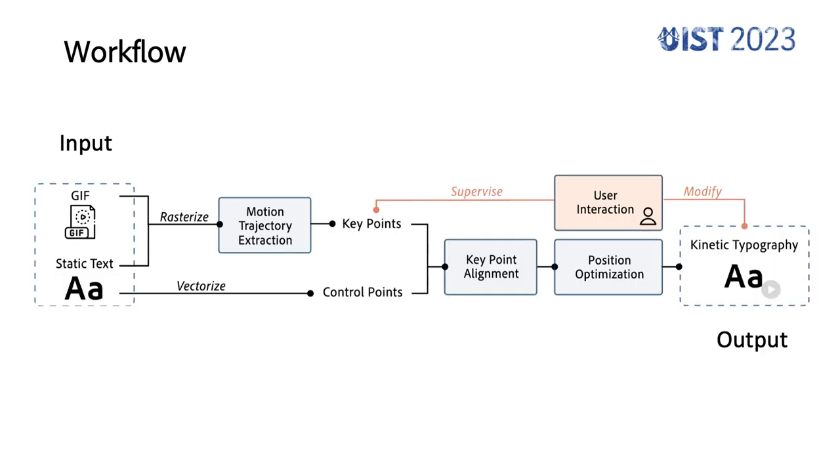So this work proposes this workflow to accelerate the generation process. The input is the target GIF and the static text, and the output result is a kinetic typography mimicking the motion of the target. There are 3 computational modules that address the 2 challenges, and creators can get in the creation loop by tweaking algorithmic details or keyframes.